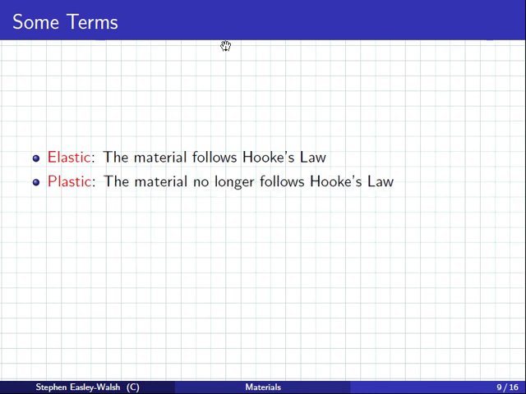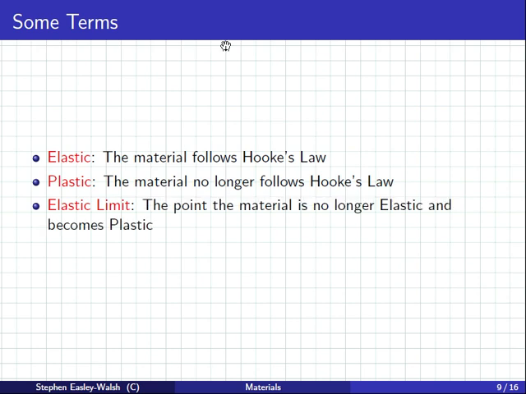Some terms. Elastic. Now, you don't have to write this down because you have it in the graph. The elastic region is the part that follows Hooke's law, right? The linear part. Plastic, what's that? It doesn't follow Hooke's law, not linear. Elastic limit? The point where it stops being elastic and it becomes plastic. Now you don't need to write that down as long as you have it on your graph. Do you have it on your graph? Yeah, okay.